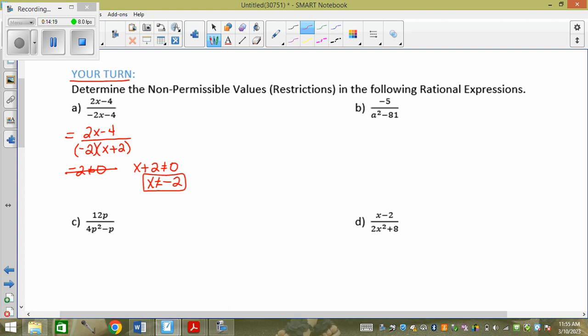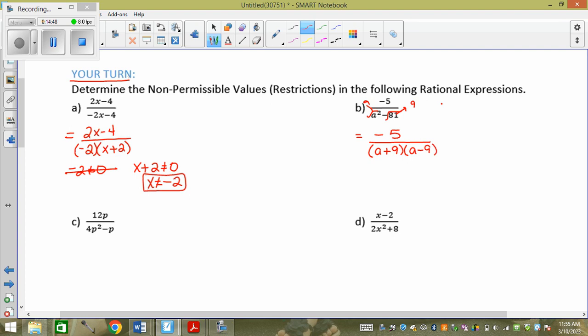So if I look at B, I leave the top the same. What can I do to the bottom? Yeah, I can square root it. It's a difference of squares. There are 2 terms with a subtraction sign. Whenever I have 2 terms with a subtraction, I'll always check for difference of squares. So the square root of a squared is a. The square root of 81 is 9. So I'm going to get a plus 9 and a minus 9.